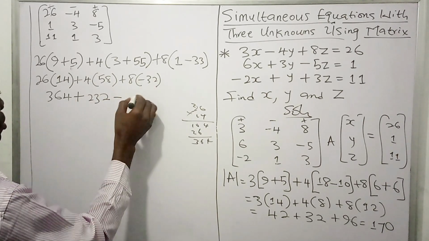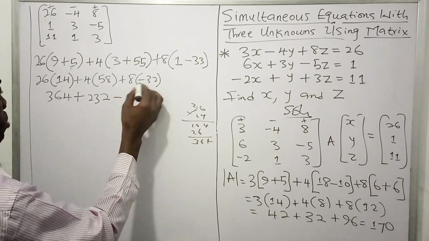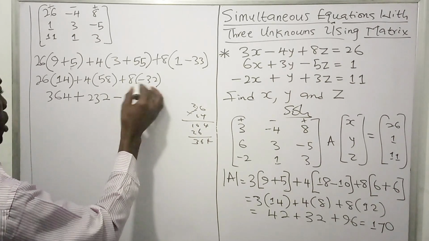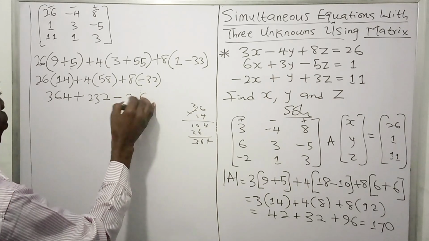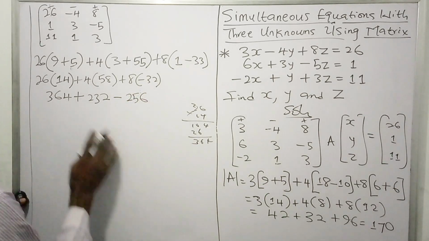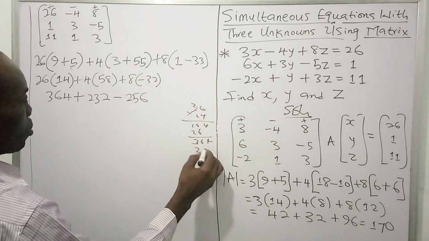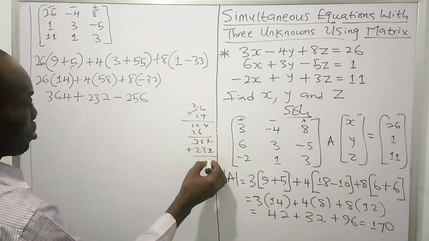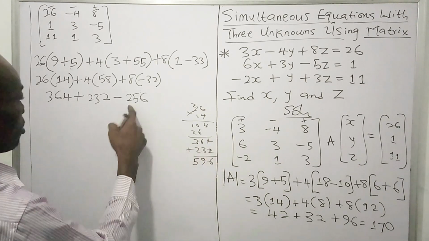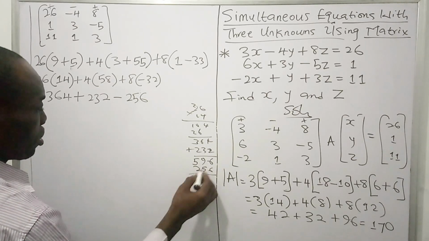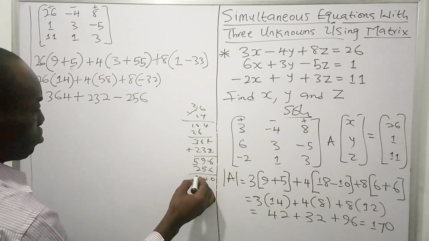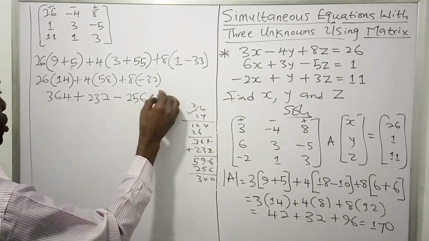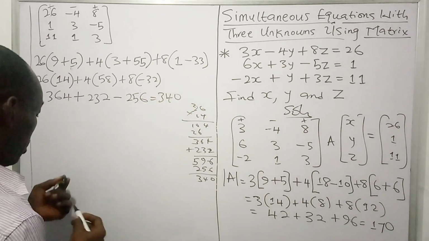8 times 2 is 16, 6 carry 1. 8 times 3 is 24 plus 1, that's 25. Okay, so let's sum this up. 232 added to this will produce for us 695. Then we'll subtract 256 from it. So we're going to have 340. That gives us 340.